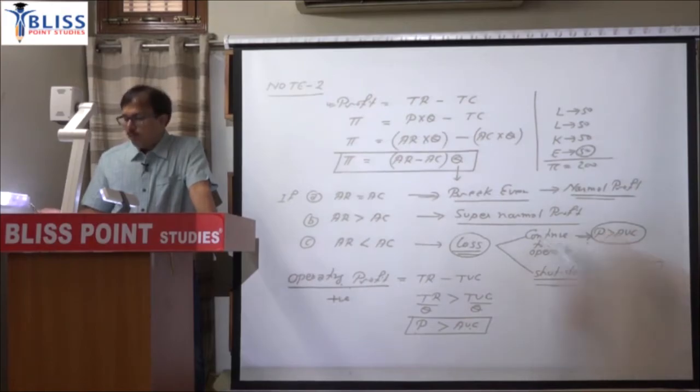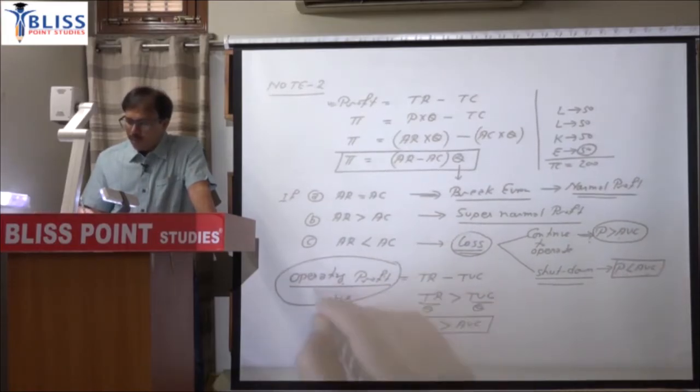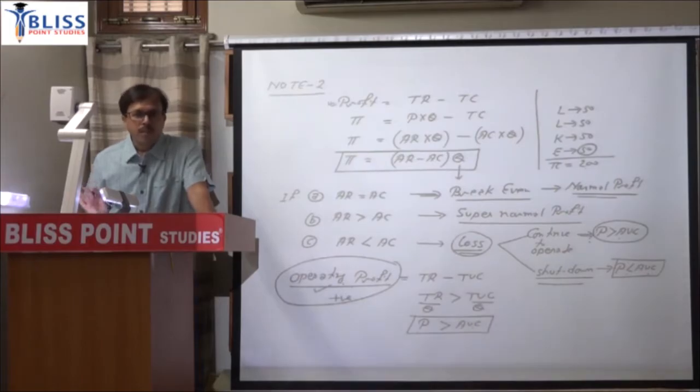Firm may continue or firm may shut down the business. It will shut down the business if price is less than ABC. It will continue to operate if price is greater than average cost. So just remember one thing, firm operates in market only when firm is having operating profit.